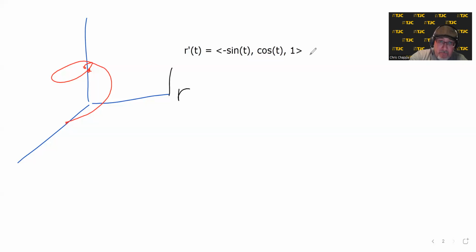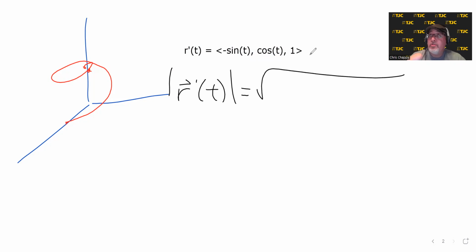The magnitude of this, sorry, sometimes when I'm typing, I don't mess with the arrows, but by context, you can tell r is a vector function. The magnitude is the square root of the sum of the squares of the components. Well, the square of the first component of the derivative is sine squared of t. The square of the second component is cosine squared t. And the square of the third component is just 1.